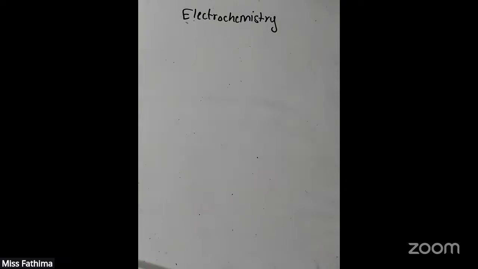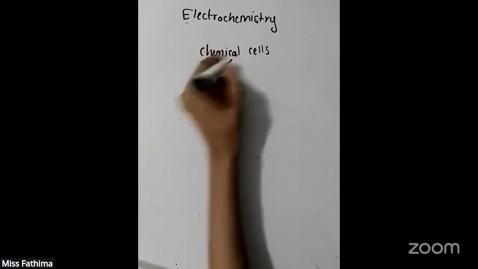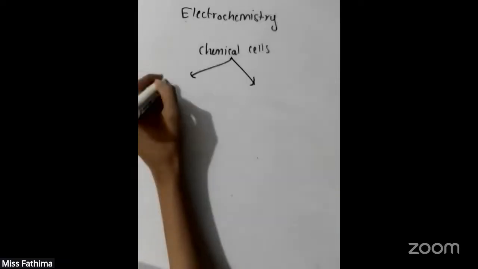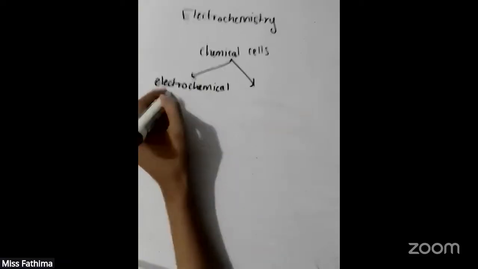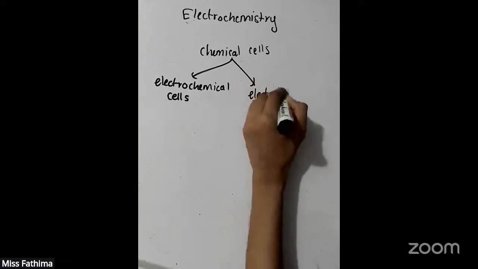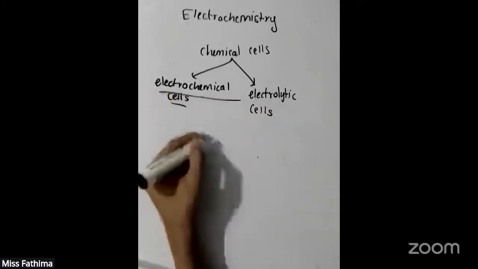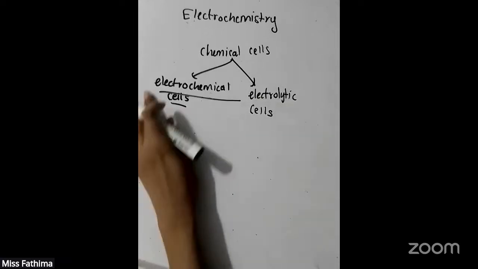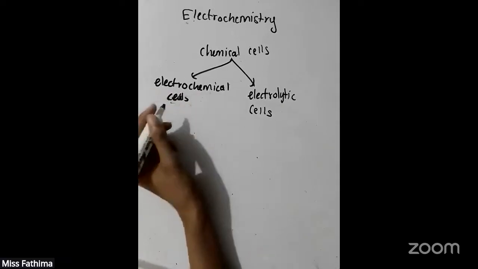When you talk about cells, there are two types of chemical cells. One is electrochemical cell, and the other one is electrolytic cell. So in today's class, we will be talking about electrochemical cell. That means children understand the definition of electrochemical cell and the electrolytic cell.